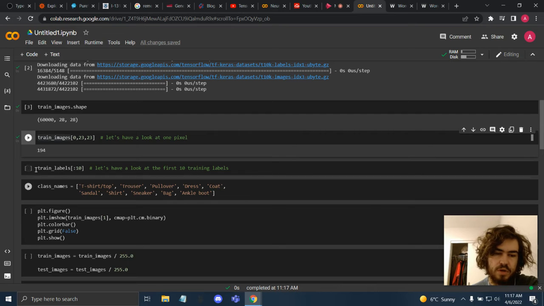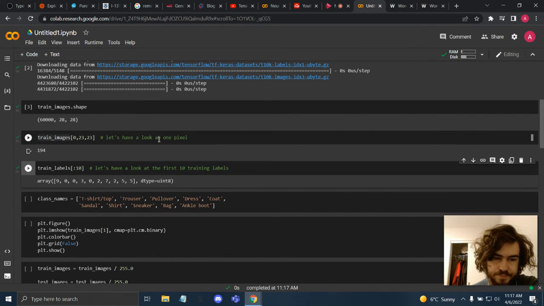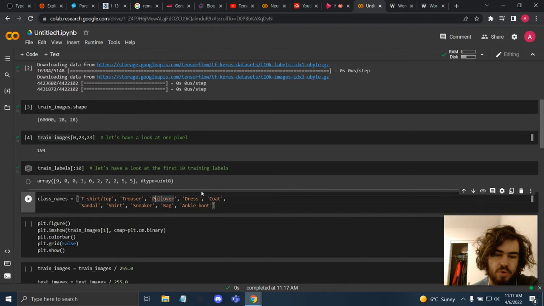Now, if we were to look at the first 10 training labels, right, these are essentially what we're looking for, our outputs. These are examples of them. So we have our class names, right? We have t-shirt, top, trouser, pullover, dress, coat, sandal, shirt, sneaker, bag, ankle boot. The idea is that each one of these is going to be some value 0 through 9. And the closer any result is to one of those integers is going to be its guess. So if we get 4.2, we're going to guess that's going to 0, 1, 2, 3, 4.